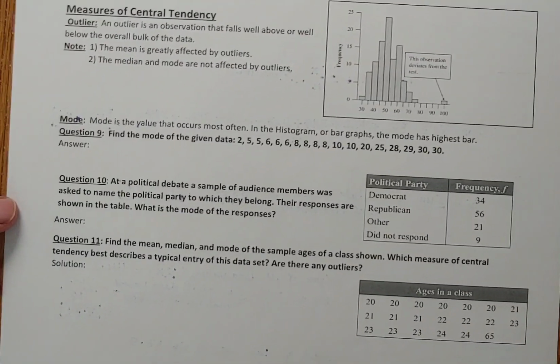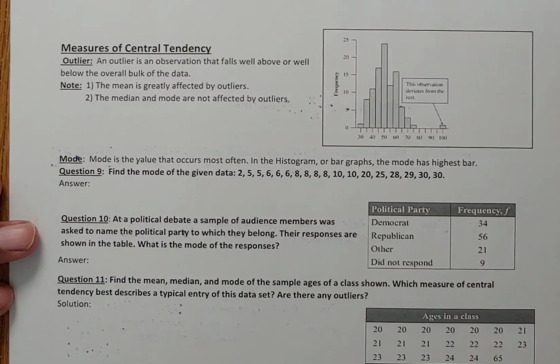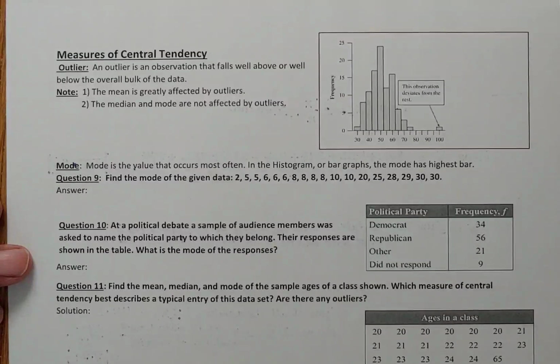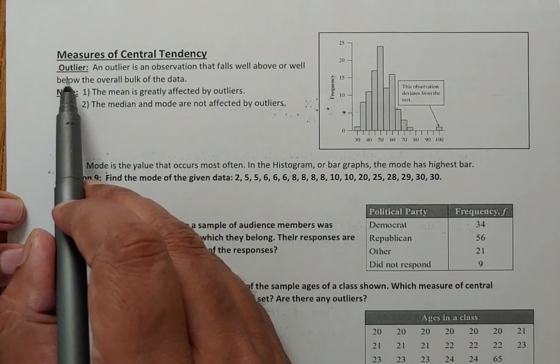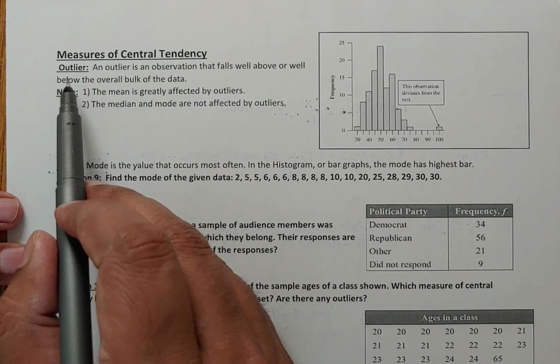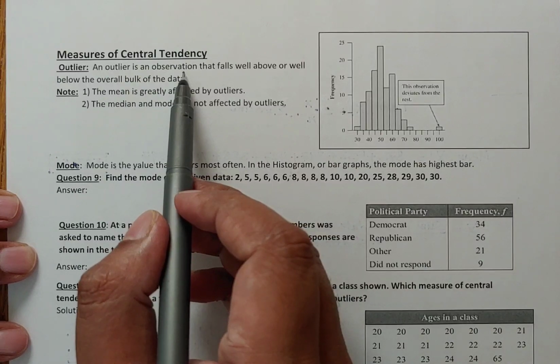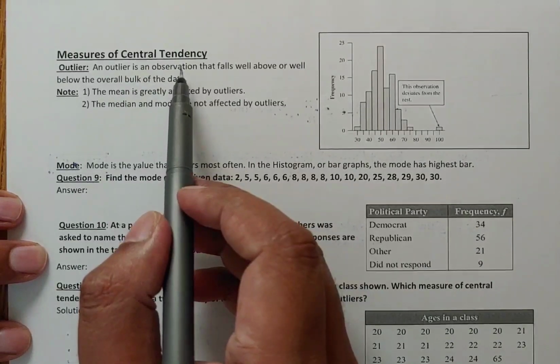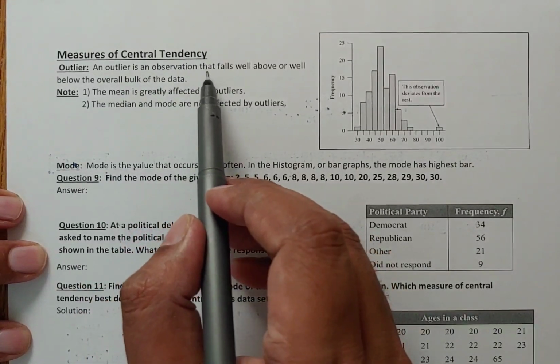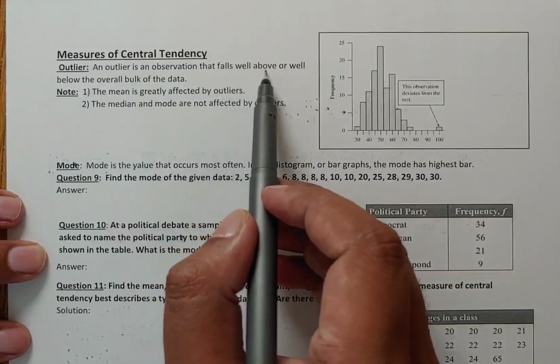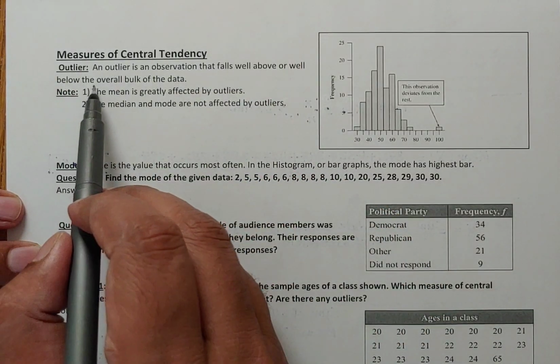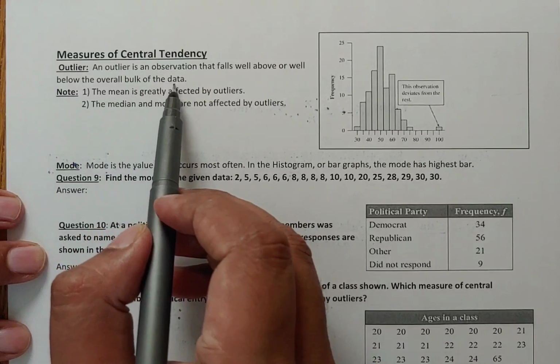So let's go to the next page now. Okay, so here is outlier. So what is called an outlier? An outlier is any observation or any data entry that falls well above or well below the overall bulk of the data.